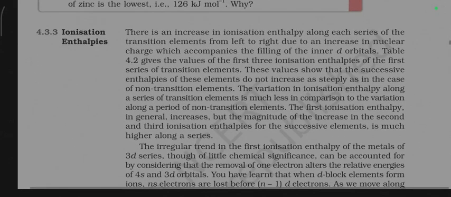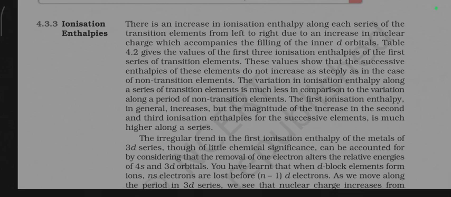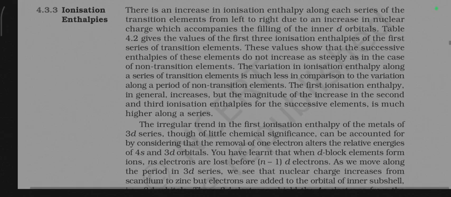Ionization enthalpies. There is an increase in ionization enthalpy along each series of the transition elements from left to right due to an increase in nuclear charge, which accompanies the filling of the inner d orbitals. Table 4.2 gives the values of the first three ionization enthalpies of the first series of transition elements.